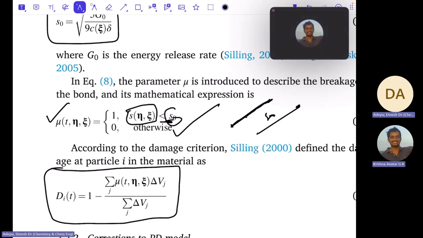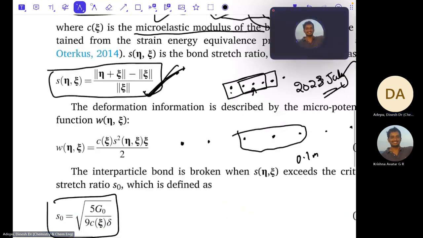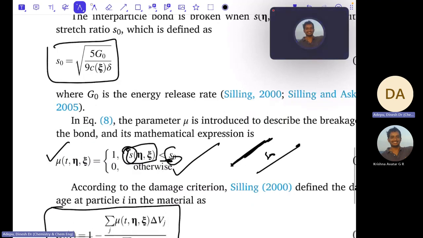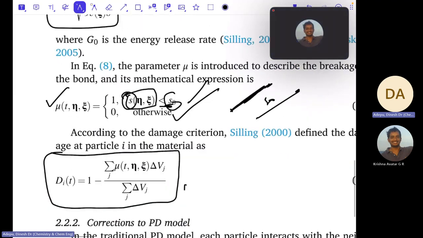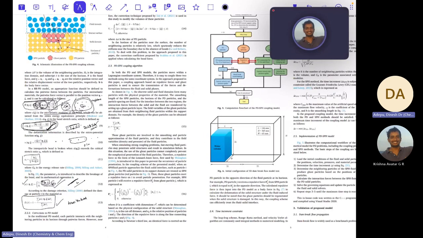So at every time step we check if our bond's S value, the elongation, the stretch, is exceeding or not. If it exceeds, then we say it is damaged, and we simply break the bond. That is the point.